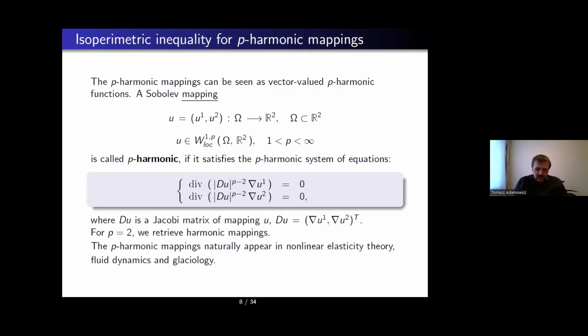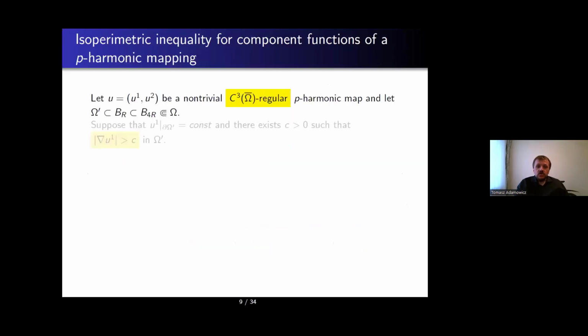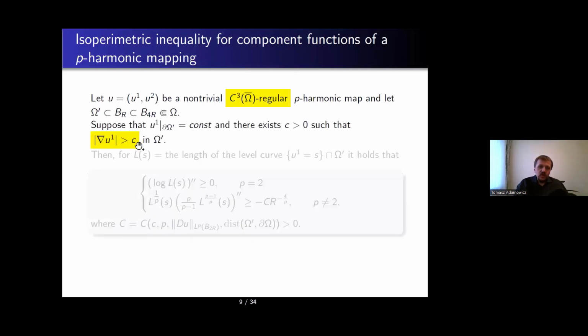If you haven't seen such mappings before, let me briefly mention that they appear in many models: in nonlinear elasticity theory, fluid dynamics, cosmological models, and in glaciology as well. For such mappings, we need to slightly strengthen the assumption about the regularity of a map. We also need to impose that the component function for which we state the isoperimetric inequality is such that its gradient is separated from 0.